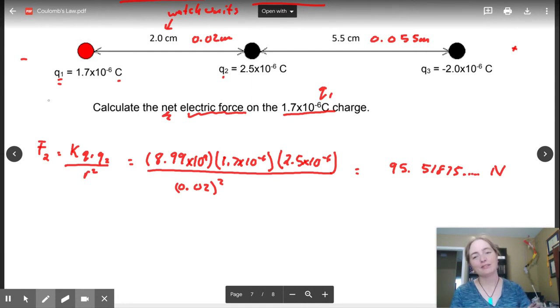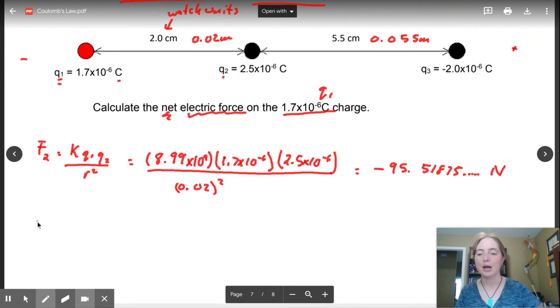Repel. So because these guys are going to be repelling, what direction is Q2 going to push Q1? Left. Q2 is going to repel Q1, so it is going to be pushing Q1 to the left. So I am going to make that negative, not because of the charge, but because of the direction that Q2 is pushing Q1. Okay, with me so far?